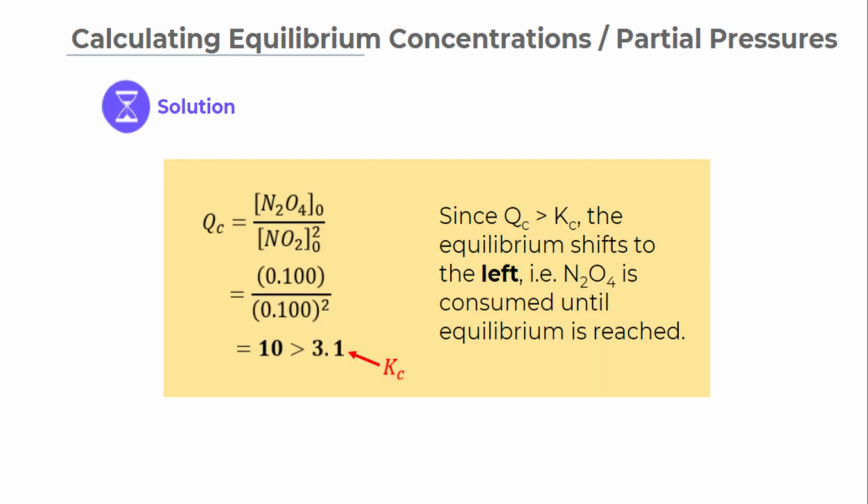Conclusion. Write the Qc for the reaction. Substituting the given values, we obtain Qc is equal to 10, which is greater than Kc. With this, the equilibrium shifts to the left. That is, the dinitrogen tetroxide is consumed until equilibrium is reached.